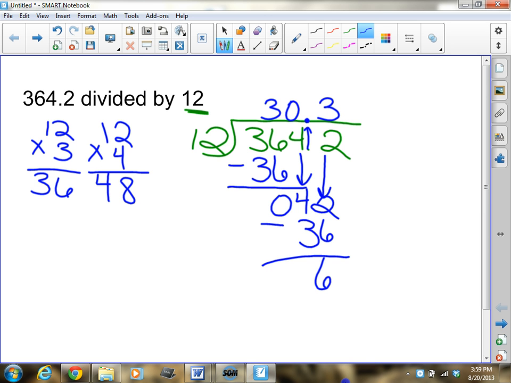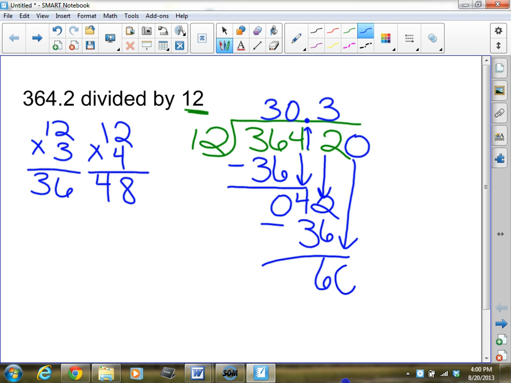And uh-oh, I'm out of room. What do I do? There's no more numbers to bring down. And with decimals, we can't have a remainder. It doesn't work that way. So as we've been learning, I can add as many zeros as I want to the end of the problem. So I'm going to add a 0. I'm going to bring that 0 down, and now I have 60.